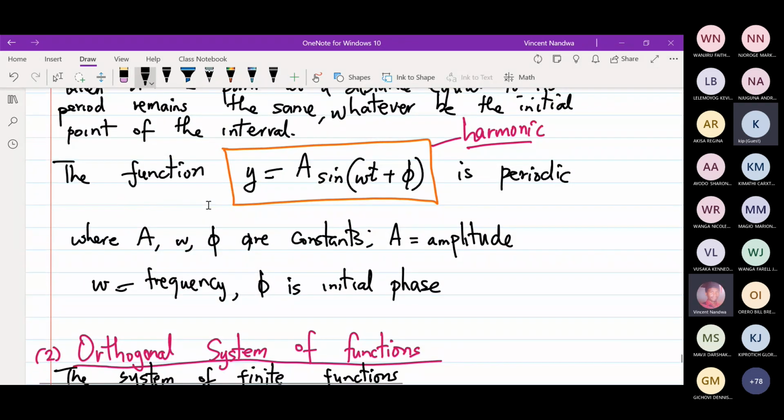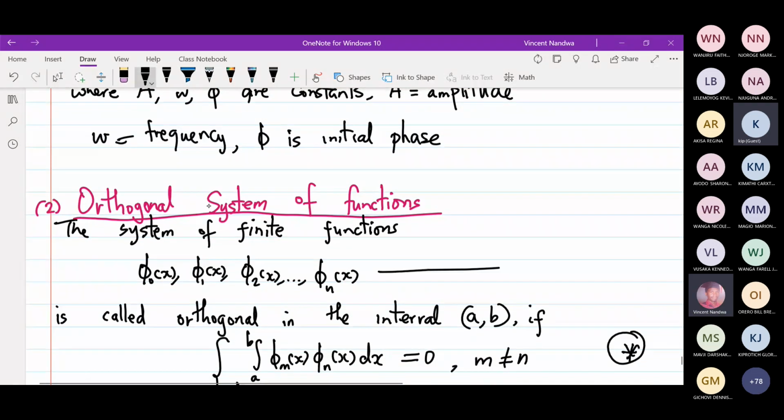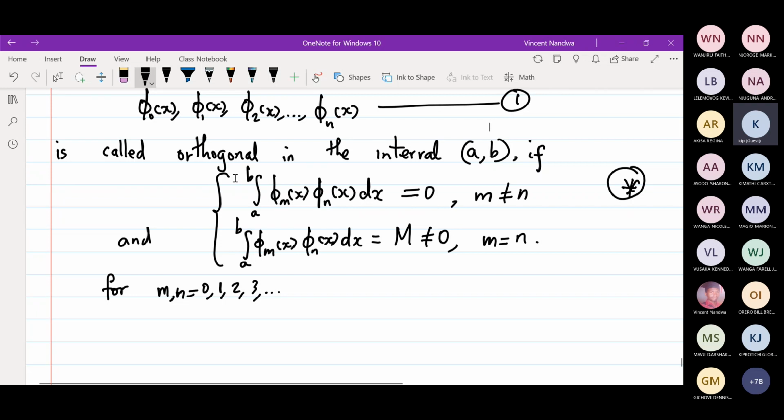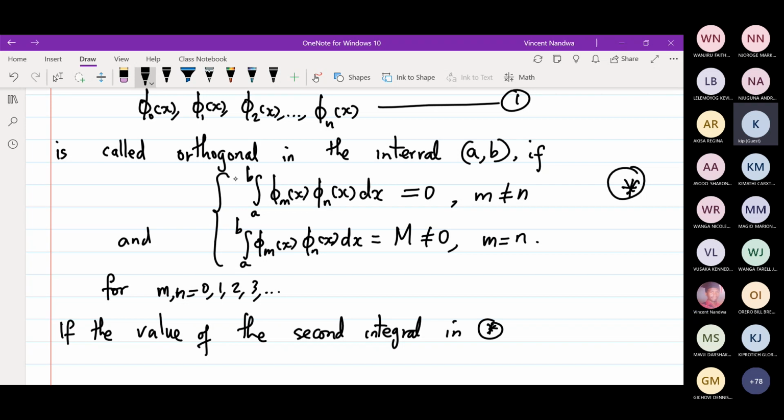And then you can call this set of functions equation 1. Just give it a name, 1. So if the value of the second integral in star is 1, that is to say that capital M equals 1, then the system of functions given in 1 is said to be normalized.